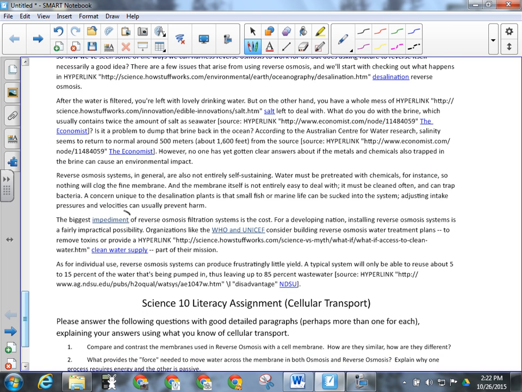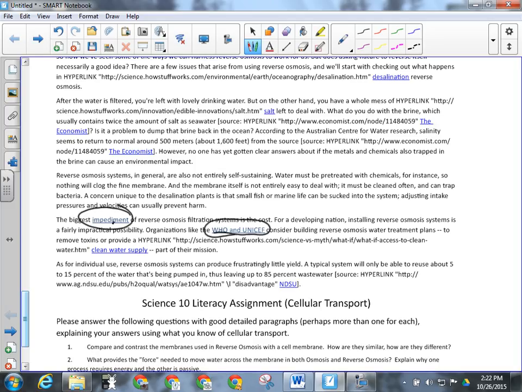Impediment. If someone has a speech impediment, what do they have trouble doing? Yeah, speaking. You have something that is impeding or slowing or altering or is somehow a blockage to their speech. So if something is an impediment, it is a barrier or a blockage to doing something. So if we're talking about the biggest impediment of reverse osmosis, this is the biggest drawback or the biggest barrier to reverse osmosis.